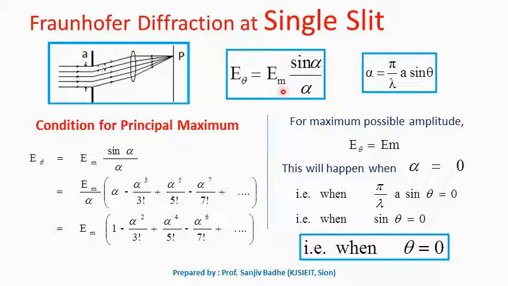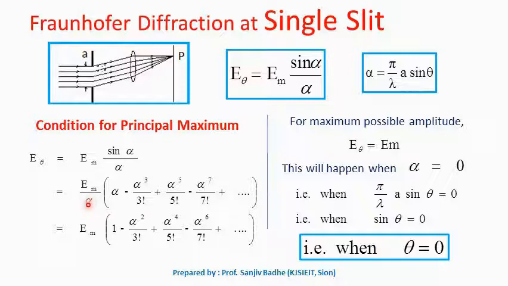Now what is Em here? Em is maximum possible value of the amplitude. So intensity will be maximum when E theta is equal to Em. So we will try to find out for what value of theta E theta will be equal to Em. To find that, let us write this sin alpha as an infinite series. So sin alpha can be written as alpha minus alpha cube by 3 factorial plus alpha raised to 5 by 5 factorial minus alpha raised to 7 by 7 factorial plus and so on.